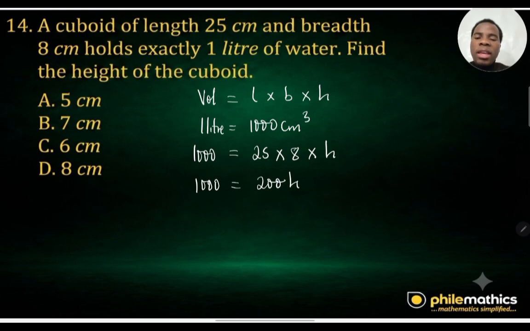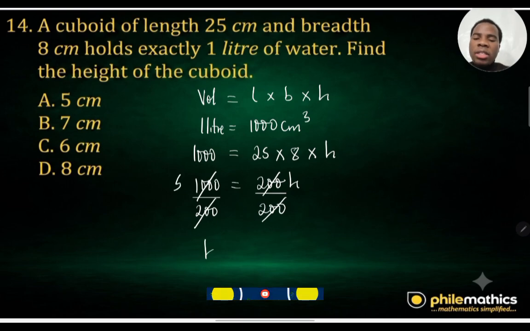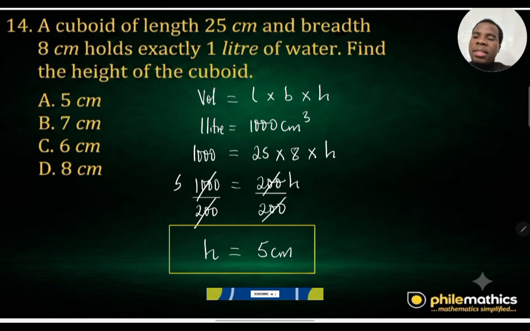To get h, we simply divide both sides by 200. So that 200 will cancel this. 200 can cancel 1,000 in 5 times. So the h or the height we are looking for is simply 5 cm, and that is A.